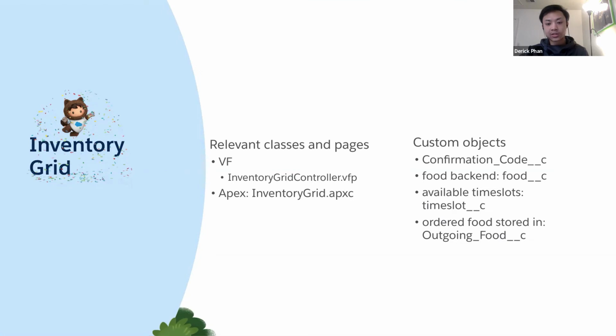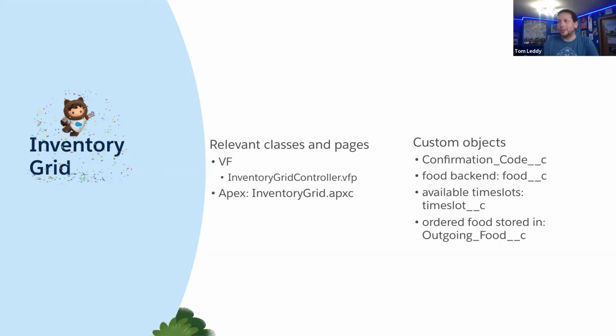And to the right, you can see the objects that we have listed before, the confirmation code, the food items, and a new one, time slot, which is just the object for time slots, and outgoing foods, which is food that is going to be processed to be placed into an order.